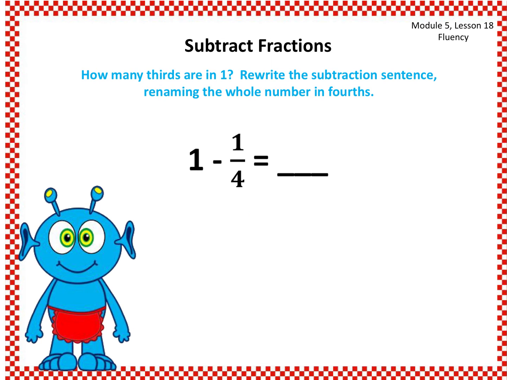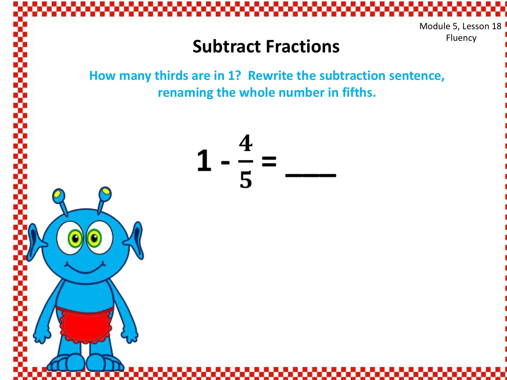All right, let's look at the next one. And we're going to ask actually not how many thirds are in 1, but how many fourths. So how many fourths are in 1? 4 fourths. So we're going to rewrite that. 4 fourths minus 1/4. And that's pretty straightforward, right? 4 minus 1, 3 fourths. That worked really great.